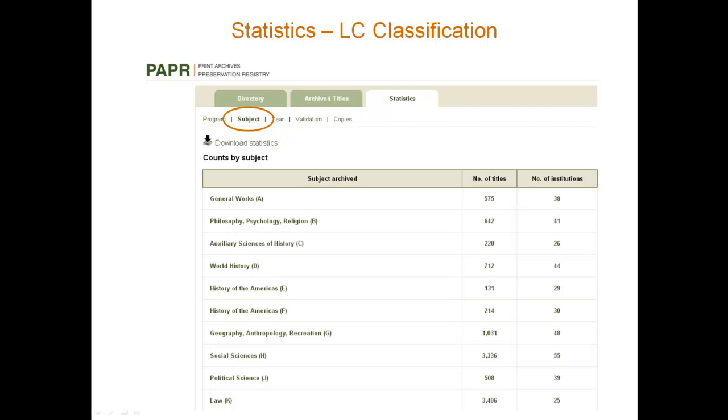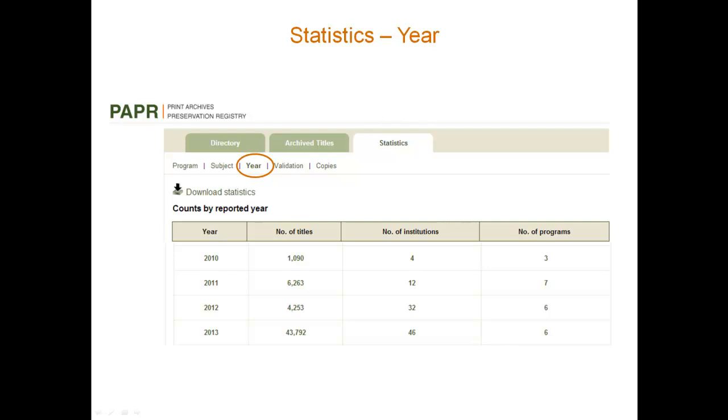The next slide shows statistics by year. The year is taken from when the commitment was made to retain the material, not when it was contributed to PAPR. I've doctored this slide, so if you actually look at the screen on the website, you'll see the commitment to retaining some of these titles goes back into the early 1990s. There's just a single title for each of the early years in the 90s, and I thought it was more valuable for you to see how many titles have recently been committed for print archiving.